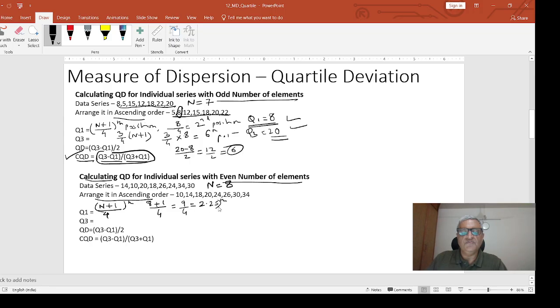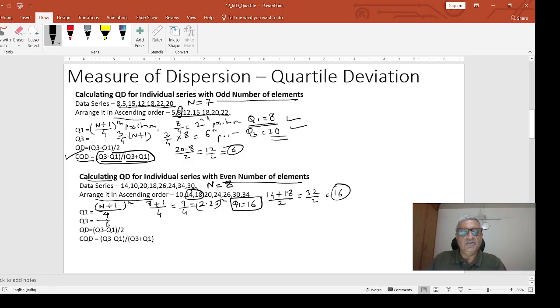That is 2.25th position. So 2.25 is between the second and third. So I have to take the mean of 14 and 18. So 14 plus 18 divided by 2, which is 32 divided by 2, which is 16. So my Q1 in this case is 16.